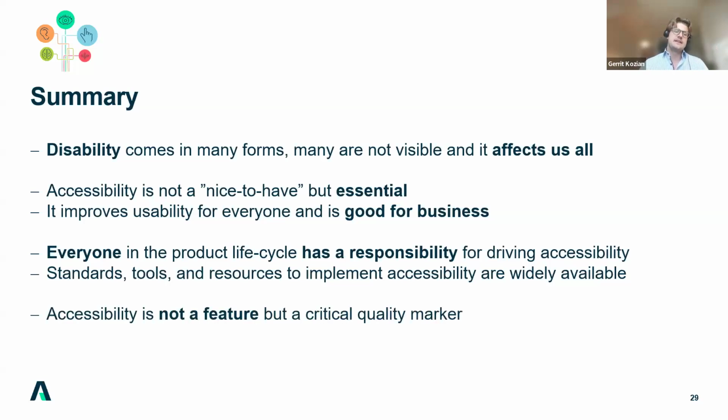And then, most importantly, accessibility is not a feature. It's a critical quality marker. You should see it like security or usability. It must be considered at the start of the project so that costs are minimized and you don't have the big problems when your service is already running, the development is already done, and then you notice, oh, we are not accessible.